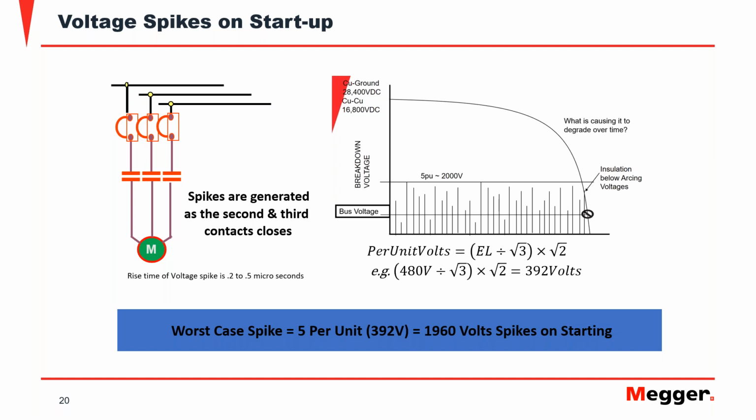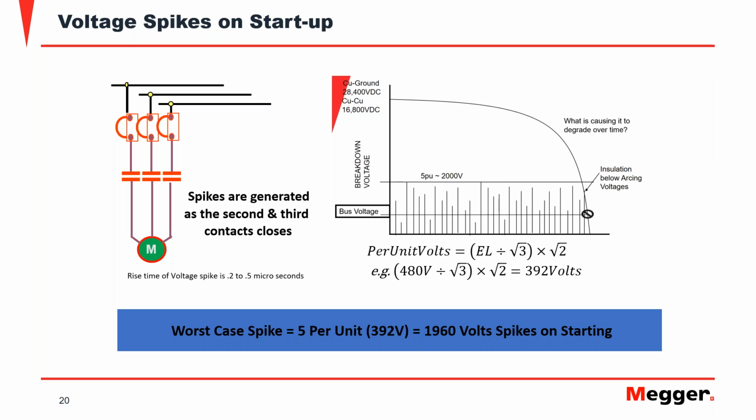That's why you see the line voltage divided by the square root of 3 times the square root of 2. For example, for a 480 volt machine, you would divide that by the square root of 3. That gives you the line to ground voltage, and then you multiply by the square root of 2. That's your per unit. And that's the voltage that's used to describe the test voltage that you have to use on a machine. We will see it over and over across the presentation.